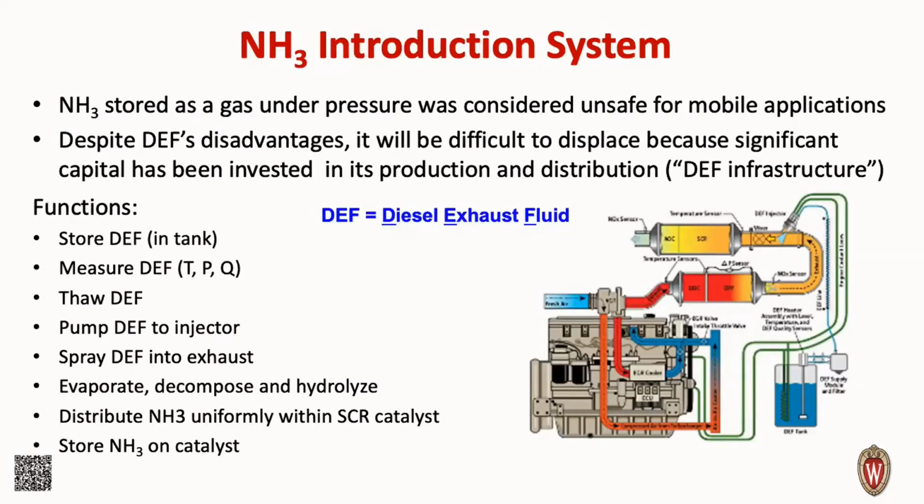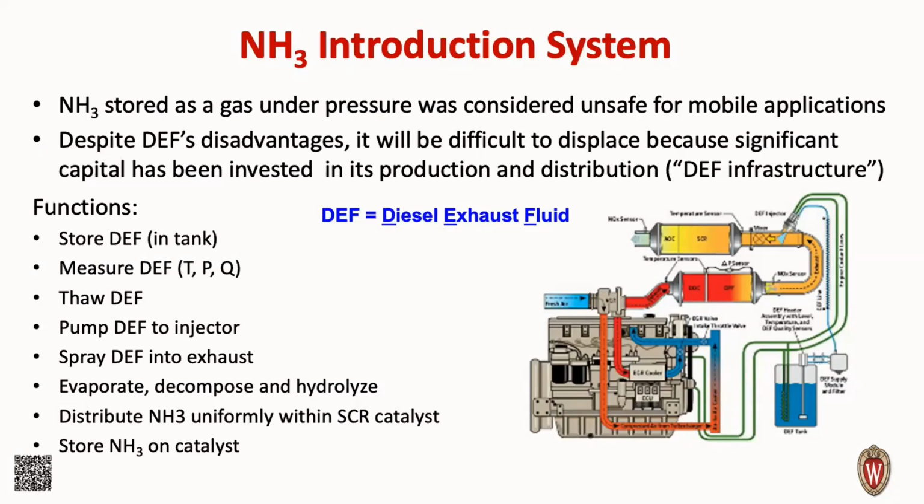Looking at the ammonia introduction system, first we looked at what if we just put ammonia as a gas onboard the vehicle. We could do this process a little bit easier, but ammonia can be explosive, and stored as a gas under pressure was considered pretty unsafe for mobile applications. So although it's kind of annoying to do this whole urea water spray thing, it's really difficult to displace because it's pretty safe. Significant capital has been invested in its infrastructure, and we know how to do that now.